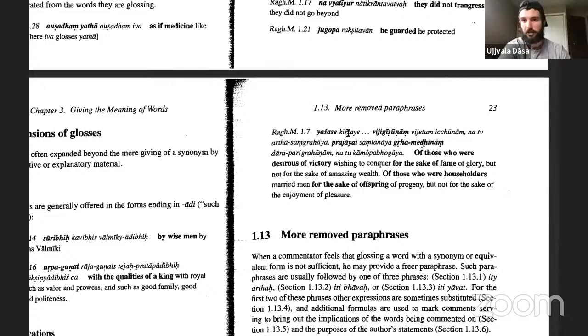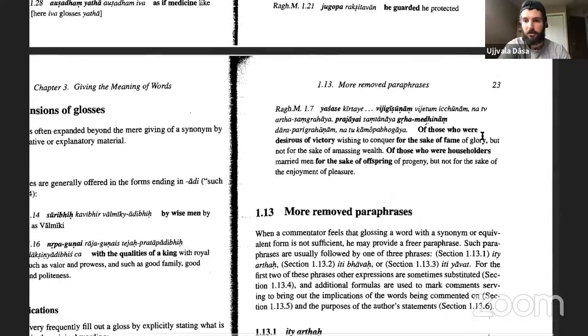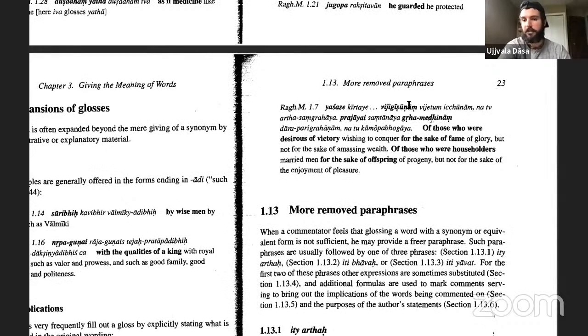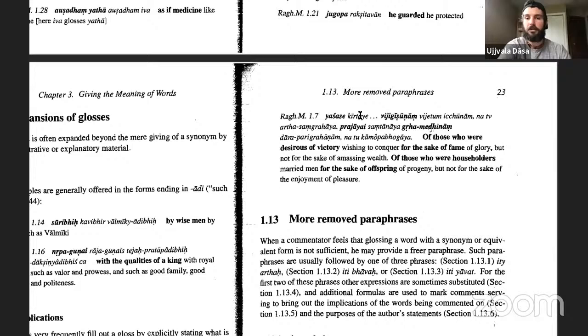So he's giving more of the implication because the text itself says they wanted fame, they wanted glory, and the commentator is saying natu artha samgrahaya prajaya samtanaya grihamedinam dara parigrahanam natu kamopabhogaya, and not for the sake of attainment of or enjoyment of lust or desirable things, which are the desires of dara parigrahanam grihamedinam, the householders who have taken wives. So again, just showing that what's being said, or in order to gloss the terms, some definition is given, some more thing that's not said in the text is given.